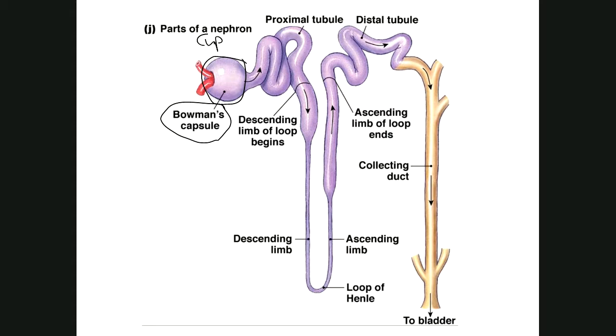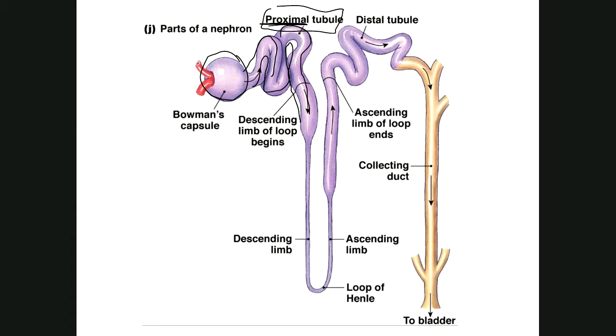But then, look, there's a long tube. And different sections of the tube have different names. So the first part of the tube is this short, twisted section. It's right next to Bowman's capsule, so it's called proximal. Remember, proximal means close to. It's twisted, so it's usually called the proximal convoluted tubule. Or you can just call it the proximal tubule.